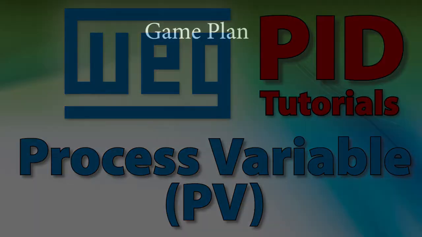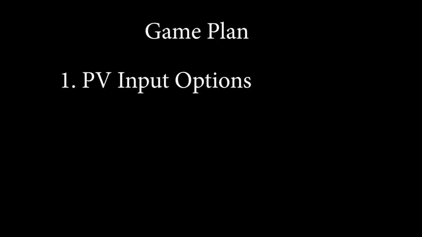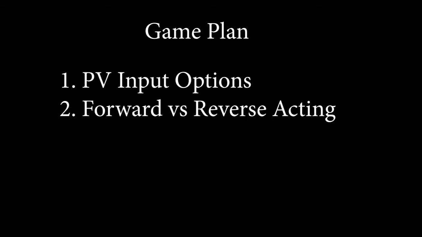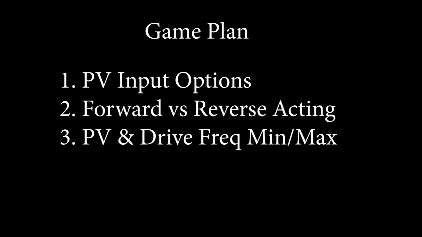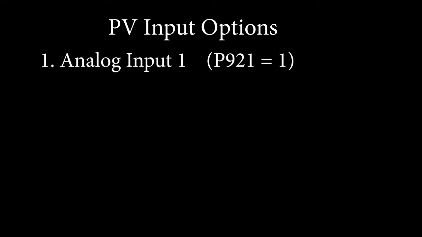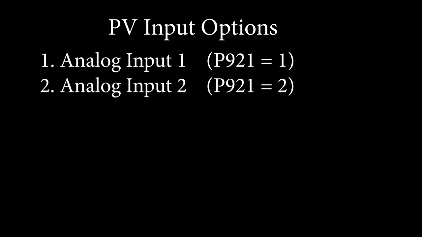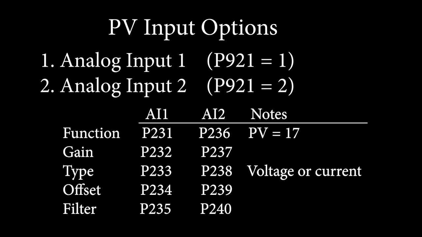In this video, we'll take a quick look at the different kinds of input you can use for the process variable, what forward and reverse acting means and how to select the right one, and how to specify the process variable and drive frequency min and max parameters. In all of our examples in this video series, we used analog input 1 as the process variable. To use analog input 2, just set parameter 921 to a 2 and populate the analog input 2 parameters.